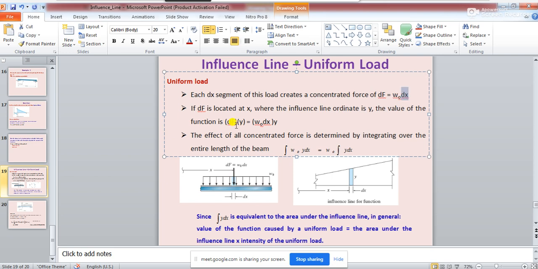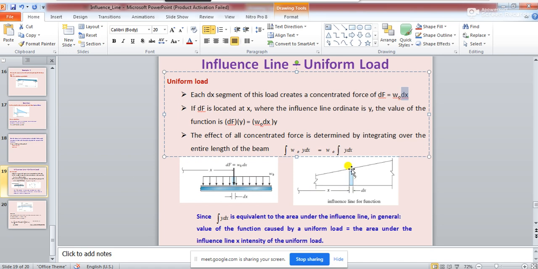Now suppose this dF is located at a distance x, where the influence line ordinate is y. Okay, so this is the loaded beam, and this is the influence line of the beam. Let's say at an x distance this load is located, and the influence line ordinate at that x distance is y.